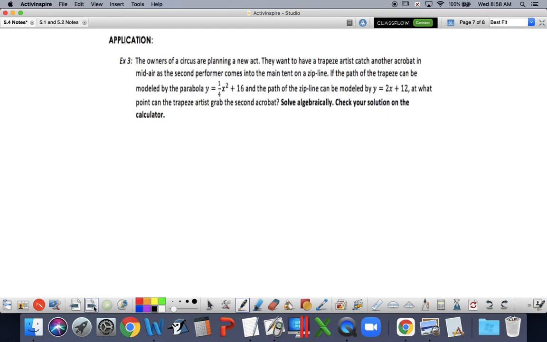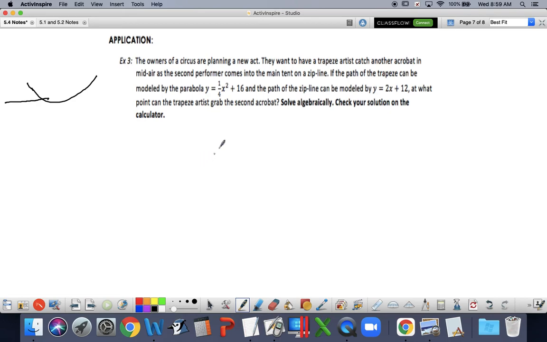Last but not least, we do have a word problem in here. The owners of a circus are planning a new act. They want to have a trapeze artist catch another acrobat mid-air as the second performer comes into the main tent on a zip line. How fun. If the path of the trapeze can be modeled by a parabola, so that makes sense. The parabola, right, that kind of shape is modeling the trapeze artist. And then the path of a zip line is modeled by a linear equation. So I want to figure out at what point can the trapeze artist grab the second acrobat. Solve algebraically and check your solution.